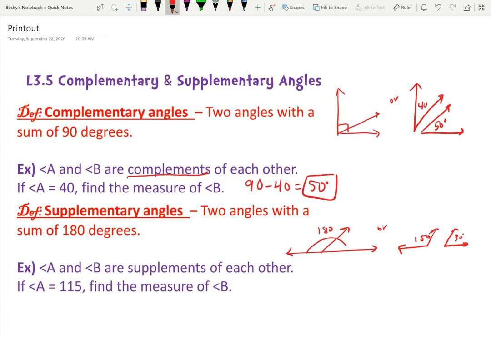So the example says angle A and B are supplements of each other. Angle A is 115. Find the measure of angle B. Again, you have to know supplement means it's the other angle that adds to the first angle to equal 180. So we're going to take 180 minus 115 to equal 65.